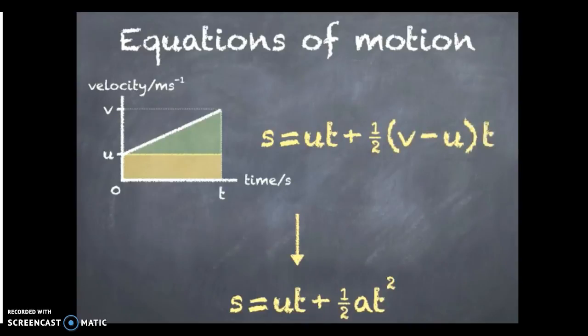If we remember back to the last derivation, at one stage we had v minus u is equal to at, so we can substitute at into the brackets. If we now multiply out the brackets, we can get the equation we're after.